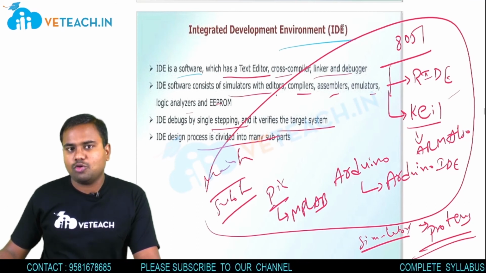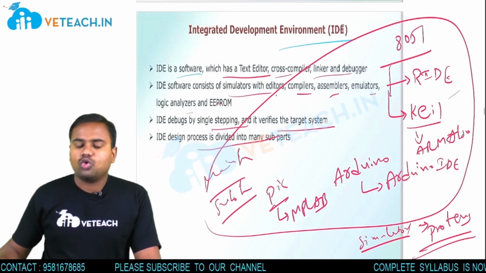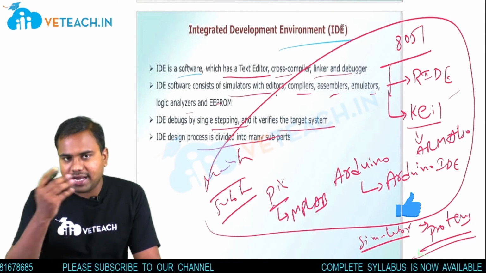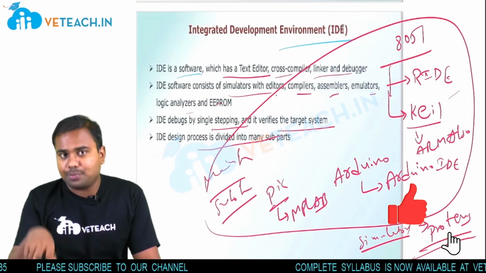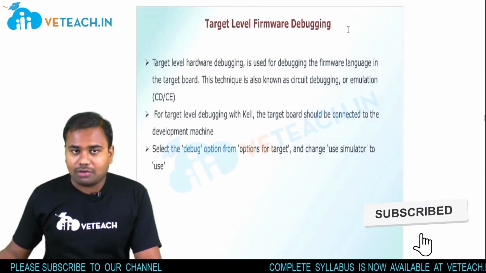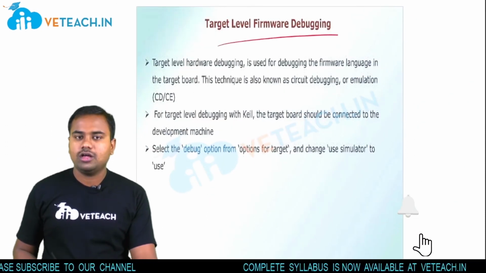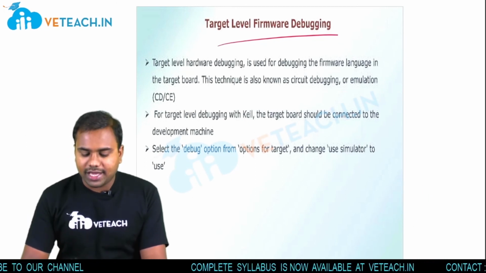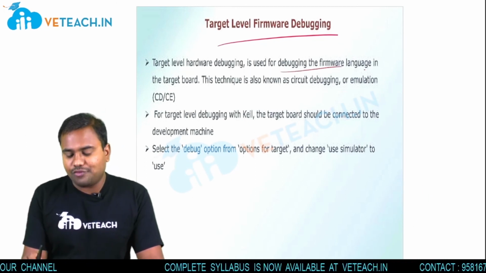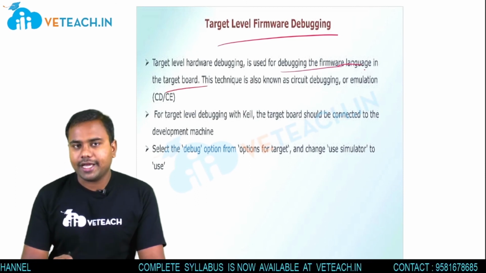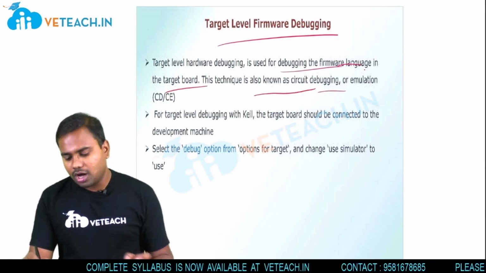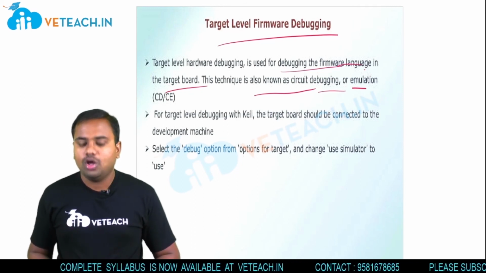Next we will discuss what tools we are using and what files we are going to generate while compiling our program. Next one, target level firmware debugging. Target level hardware debugging is used to debug the firmware in the target board. This technique is nothing but in-circuit debugging or in-circuit emulation.